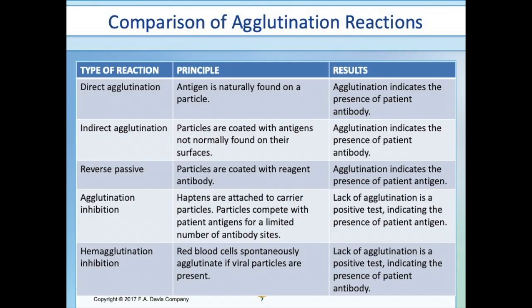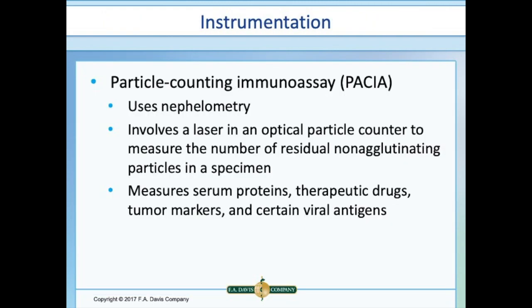So if I were you, I will screenshot this particular table and I hope that you'll be able to review them properly. Okay. So there are several instruments that may be utilized to help you measure agglutination reactions. So we call it the PACIA, the particle counting immunoassay, which utilizes the principle of nephelometry. Remember, when you say nephelometry, it is the measurement of scattered light. So it involves a laser in an optical particle counter to measure the number of residual non-agglutinating particles in the specimen. So we can actually measure exactly the extent of agglutination.